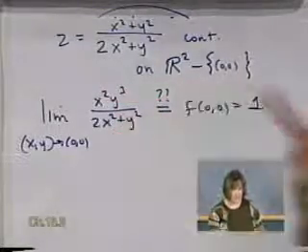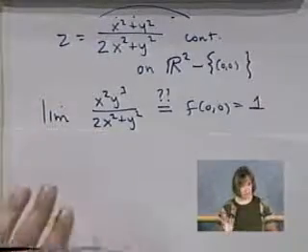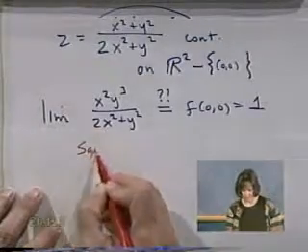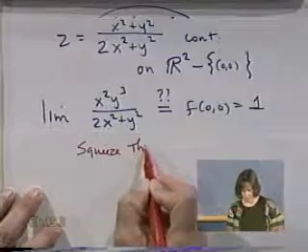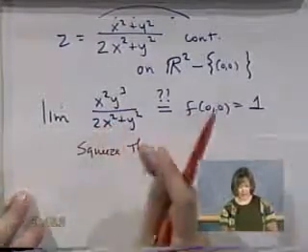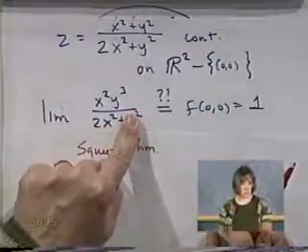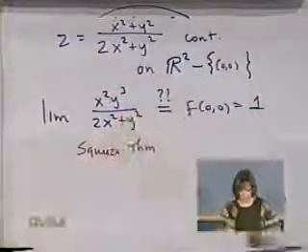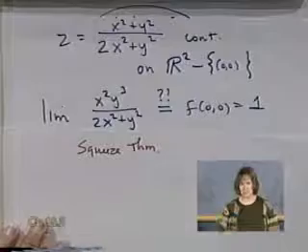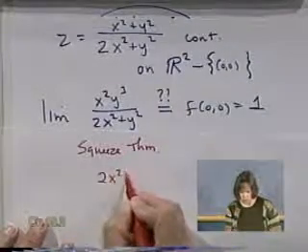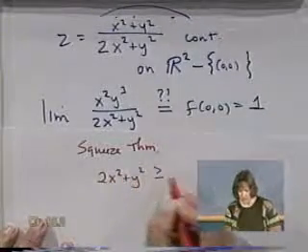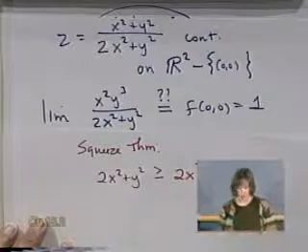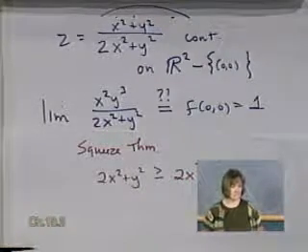Okay. I'm going to try the squeeze theorem. Now you guys are going to help me. I would like to get rid of that y squared. You with me? Because then the x squareds would cancel. So I say to myself, I'm not sure if this is going to work, but we're going to see if it does. 2x squared plus y squared is greater than or equal to 2x squared. Do we all agree with that?